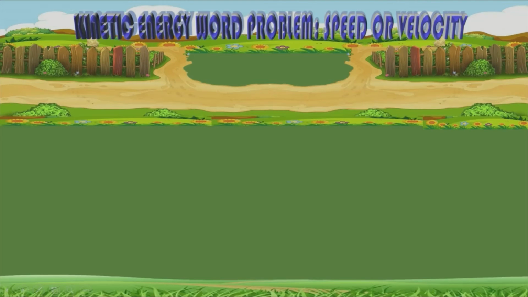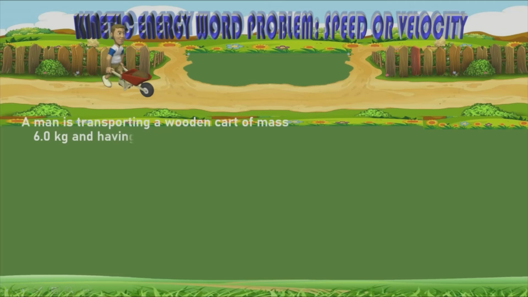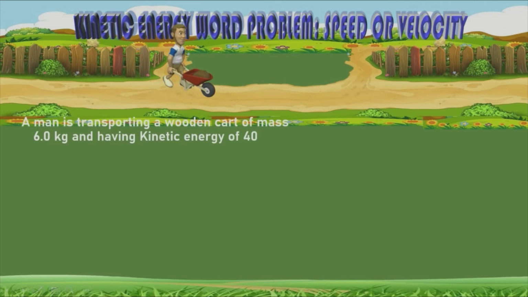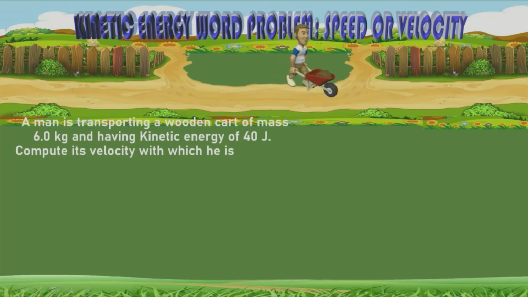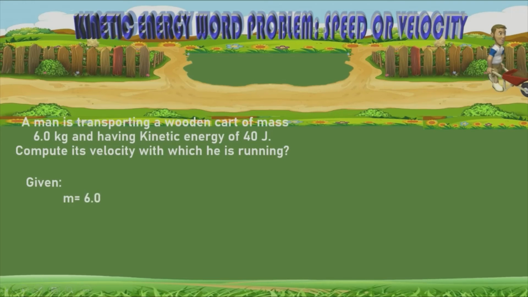So last but definitely not the least, we have a kinetic energy word problem in speed or velocity. A man is transporting a wooden cart of mass 6 kg and having kinetic energy of 40 joule. Compute the velocity with which he is running. Carefully look for the given data in the problem. We have a mass of a wooden cart of 6 kg having a kinetic energy of 40 joule.